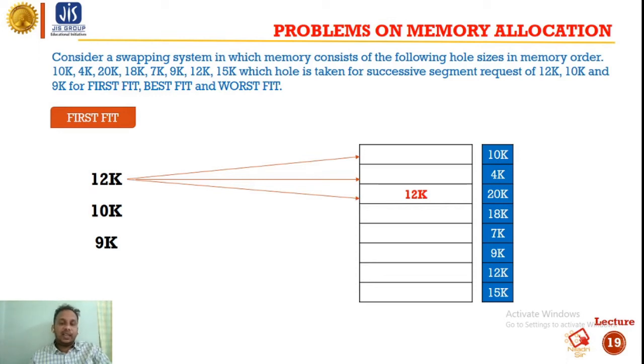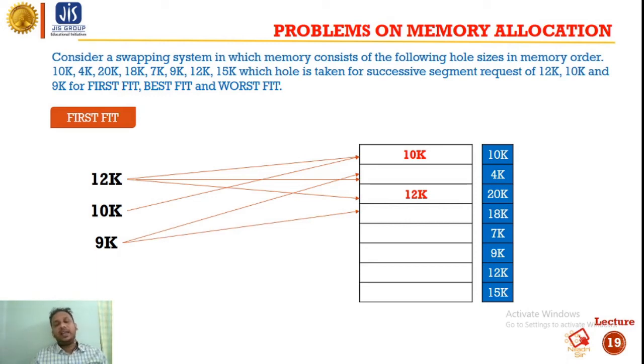Next one is 10K. 10K will first check 10K and it can be fitted within this 10K, so the 10K will be inserted here. Next is 9K. 9K will first check 4K. 20K is already reserved. Then it will check 18K. 18K is greater than 9K, so 9K can be easily inserted in the 18K. So this is how the first fit works.